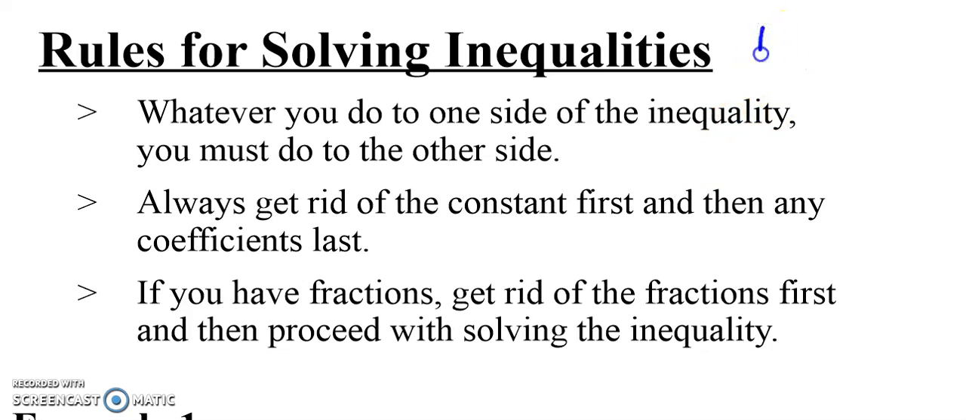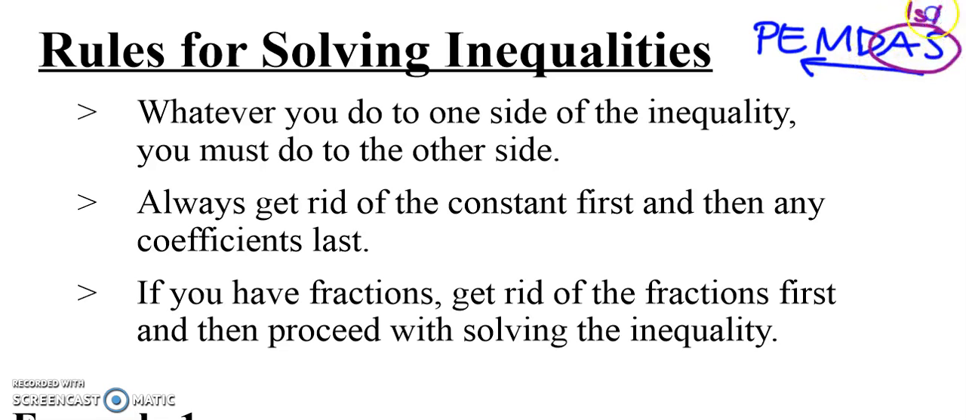We have been talking about the fact that we're using the reverse of the order of operations, and I keep calling that PEMDAS backwards. We start with undoing addition and subtraction first in most cases, which involves getting rid of our constant. If you have fractions, get rid of the fractions first and then proceed with solving the inequality. And that might involve having something like this, where we want to get rid of that fraction.